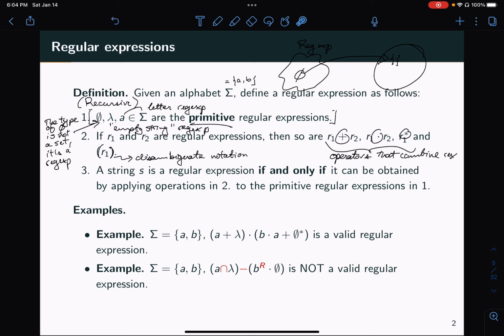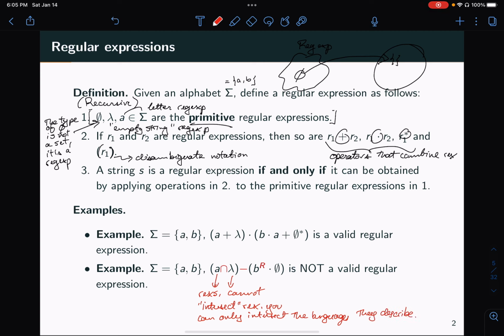An example of something that is not a valid regular expression is something like this. Here, yes, we have valid primitives, but now we've augmented them with invalid operators. For some reason, there's an intersection here. This is a mistake that people often make. These two are regular expressions. You cannot intersect regular expressions. You can only intersect the languages they describe. The intersection is a language operation. And there are some other invalid operators like the minus sign here and the reversal operator. These aren't valid for regular expressions, okay?